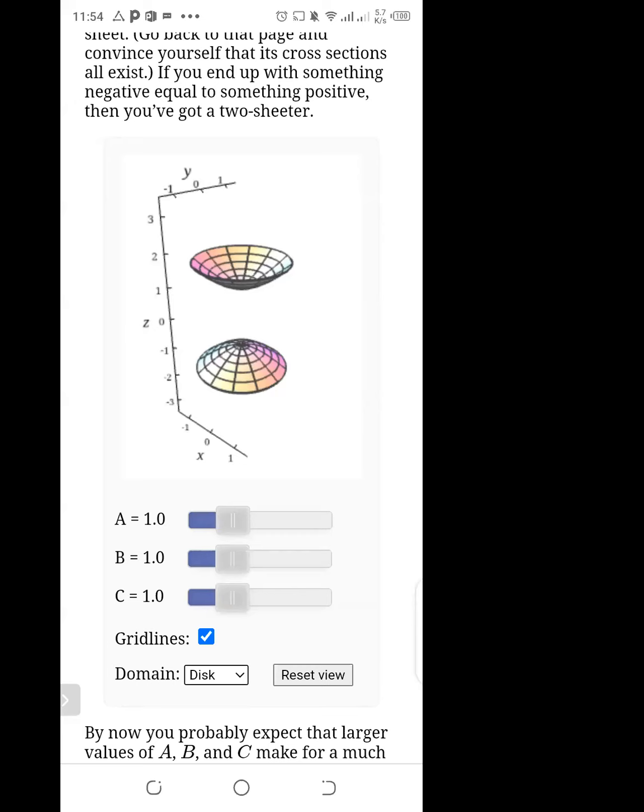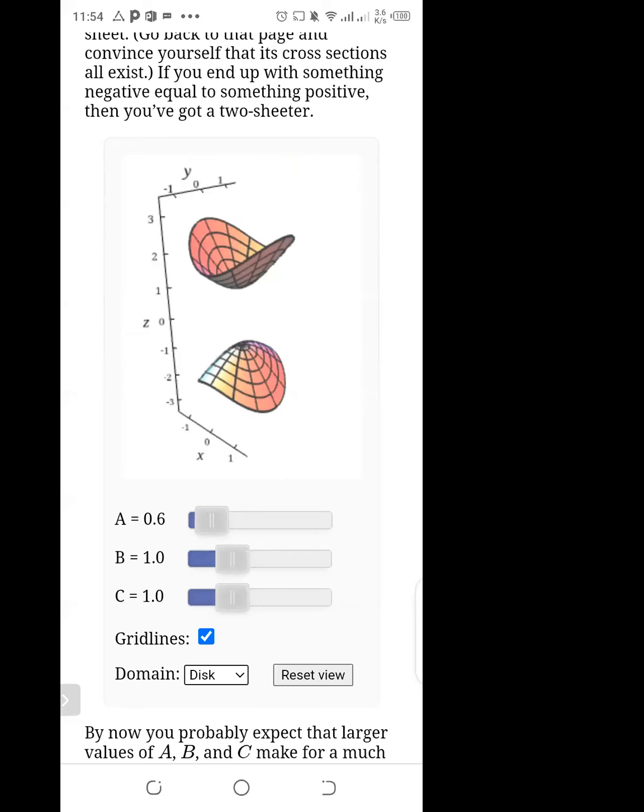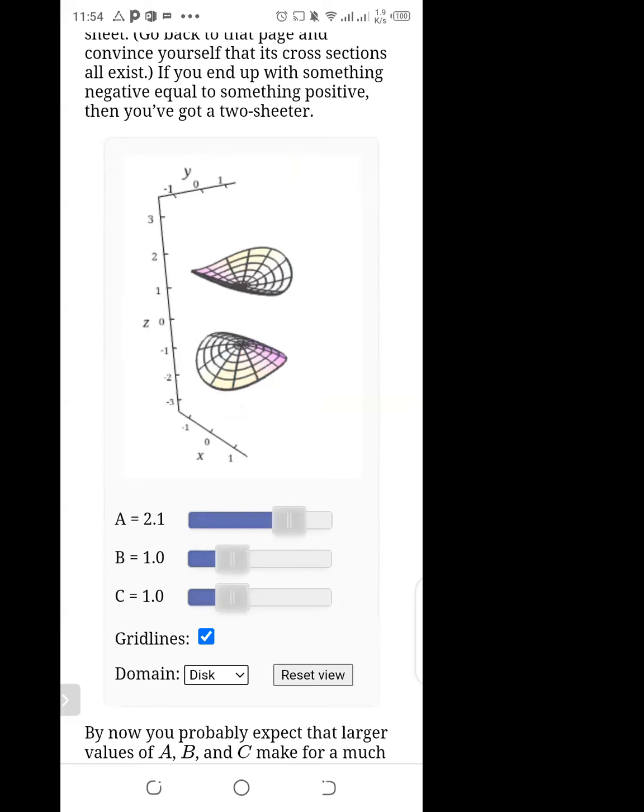So what's the effect of changing A, B, and C? Let's start with A. So we are changing A. This is the effect. That is A when A is equal to 0.6, when A is equal to 1.1, when A is equal to 2.1, and when A is equal to 2.7.